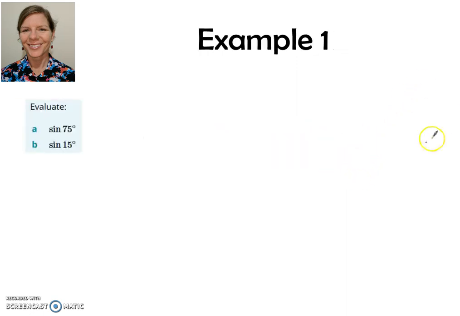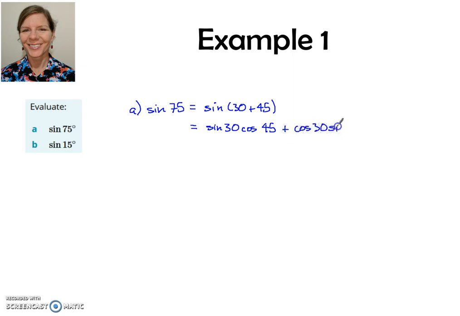Let's go and have a look at the first example. Okay, so our first question, we've got sine of 75. Now I want to break that down into something that I know how to find the sine of without using a calculator. So 30 and 45 is going to be the go. So sine of 30 plus 45. I haven't changed anything, just split this up. So now we're using an addition formula, and I know from my formula that's going to be sine of the first, cos of the second, plus cos of the first, sine of the second.